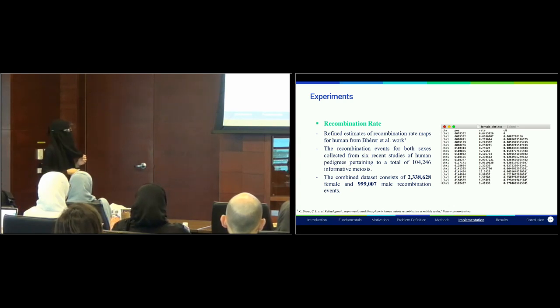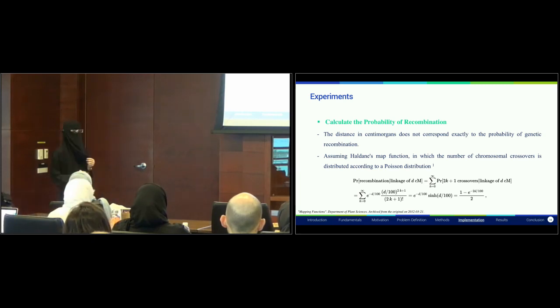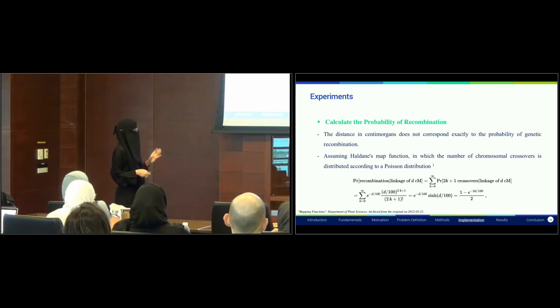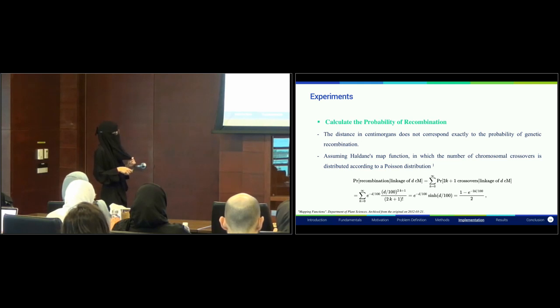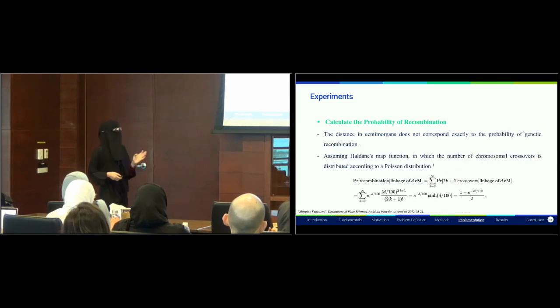But the problem is that the centimorgan does not correspond exactly to the probability of genetic recombination. We care here about the probability of genetic recombination happening. So for that, we assume the Haldane map function, in which the number of crossovers is distributed according to a Poisson distribution. I should say there is a little math here. However, the bottom line is that we just apply this function, replacing the distance with all the centimorgan positions that we have. At the end, we have a list of all the recombination probabilities for all the chromosomes for both sexes.